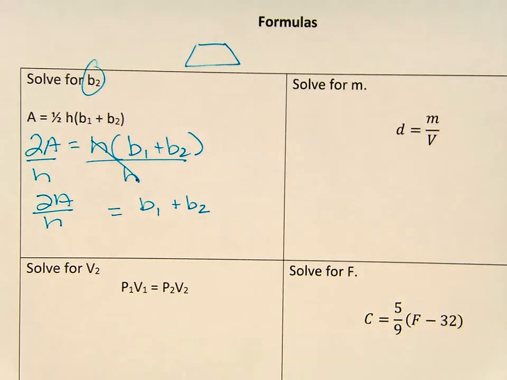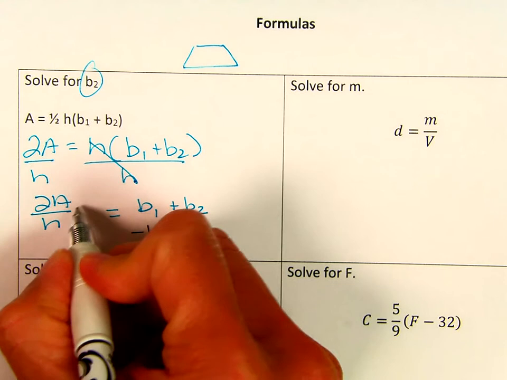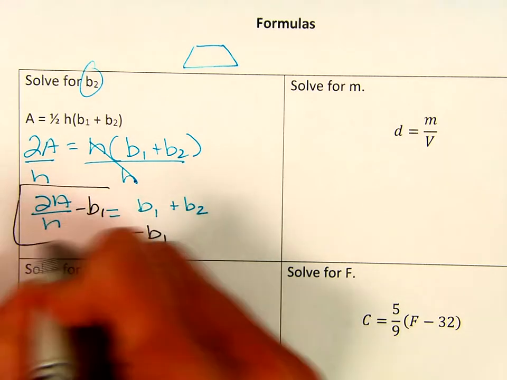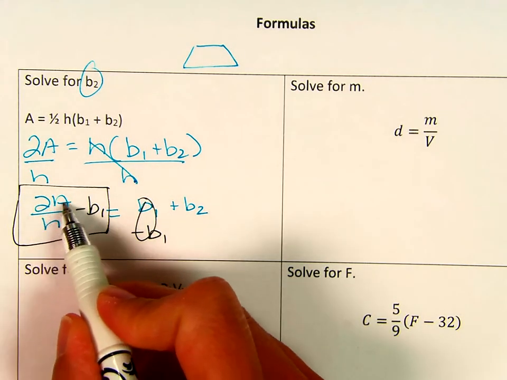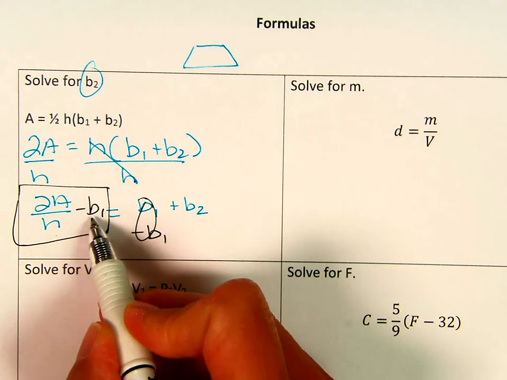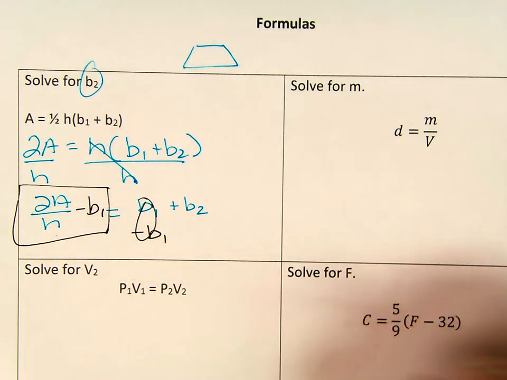So now what I need to do is just subtract. I need to get this one alone, so I'm just going to subtract B sub 1 from both sides. And here's my answer, because that gets me a 0. So B sub 2 equals 2 times the area divided by the height, minus the first base. All right.